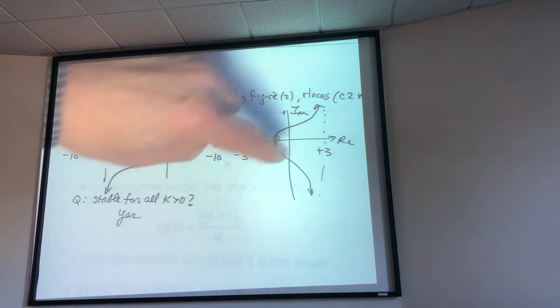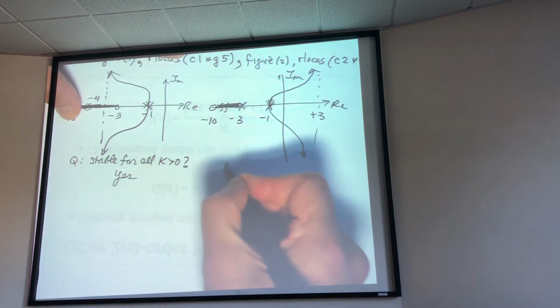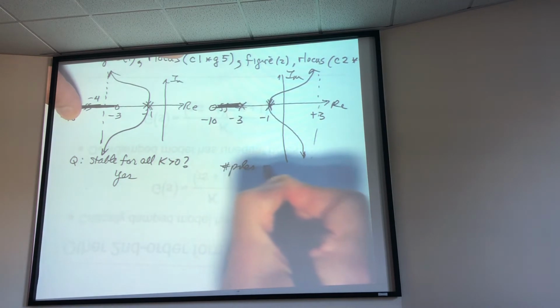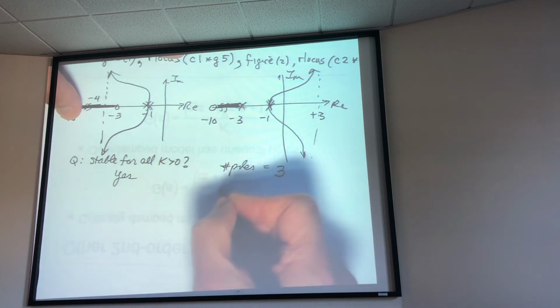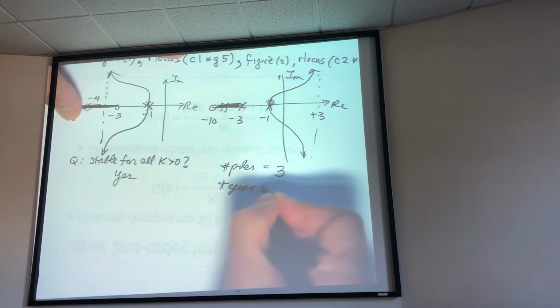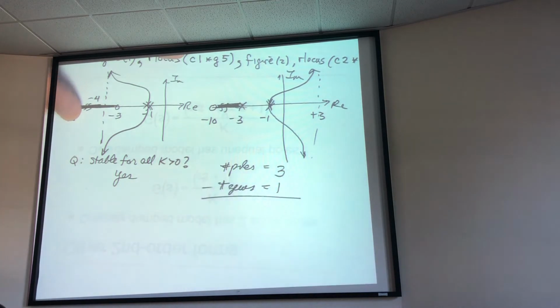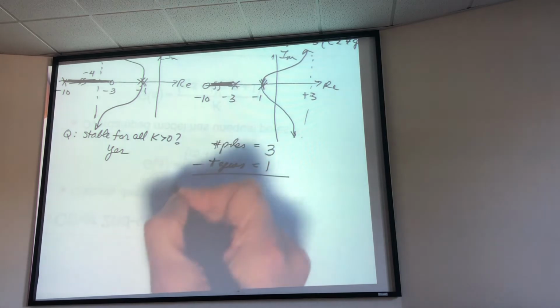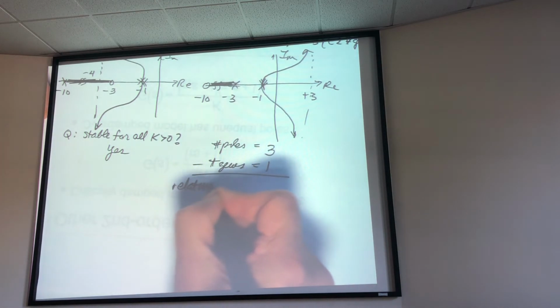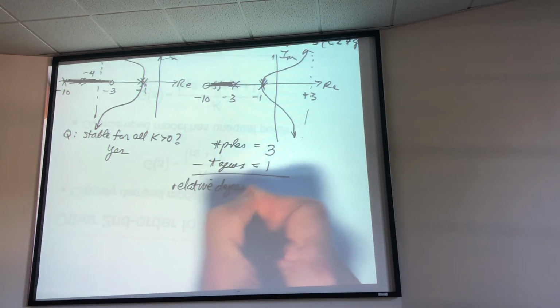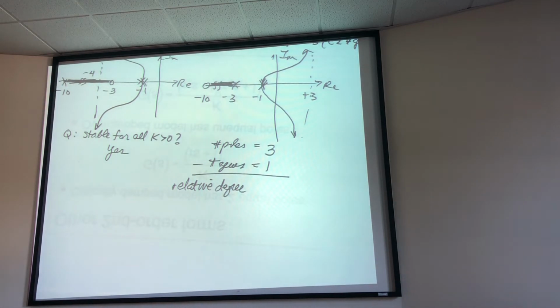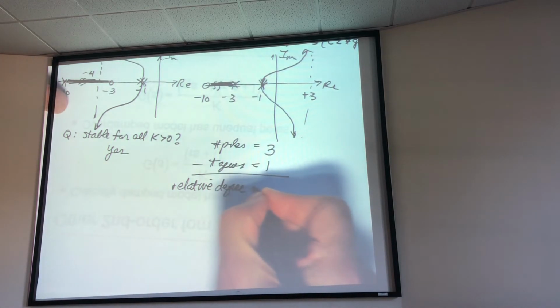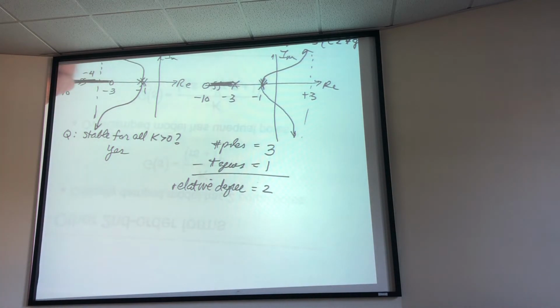In both of these cases here, number of poles is equal to 3. Number of zeros is equal to 1. The difference between them is what we call the relative degree. We did this in Bode plots. It's the difference in the degree between the denominator and the numerator. 3 minus 1 is equal to 2. So relative degree is 2.